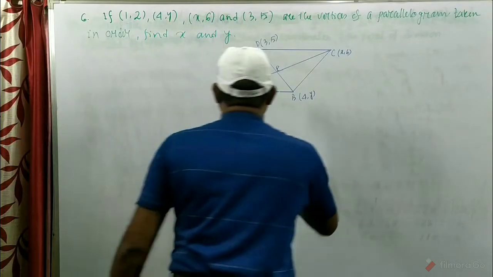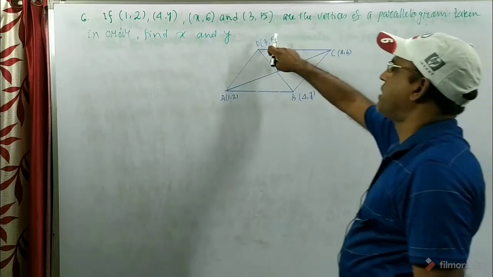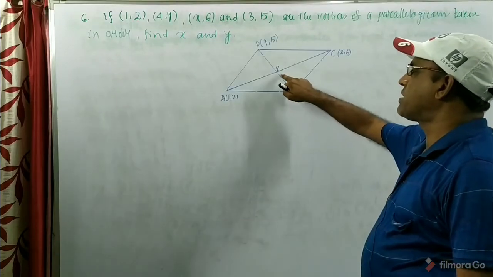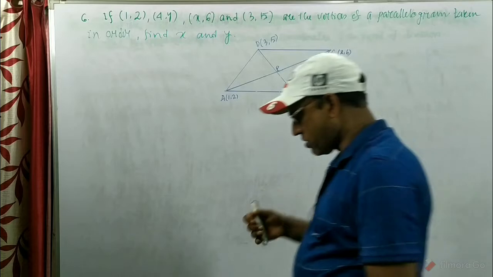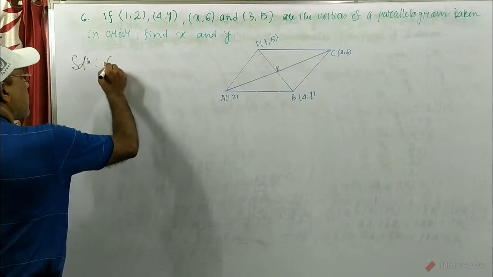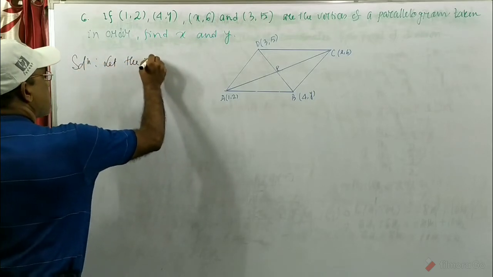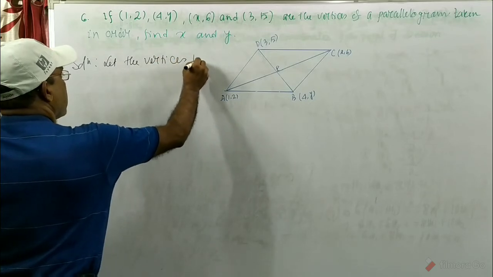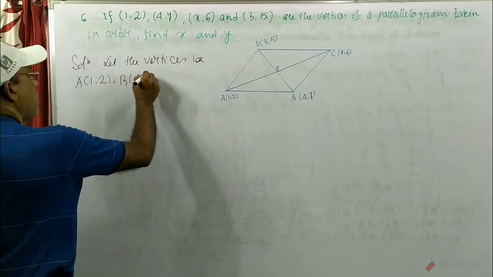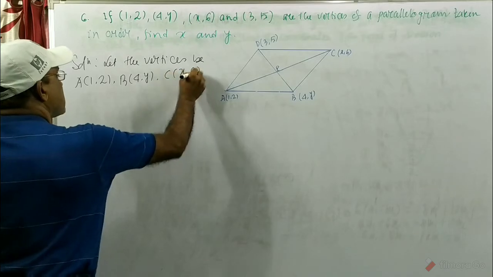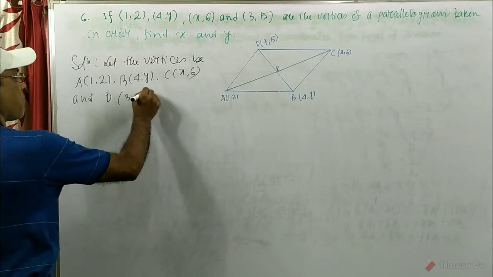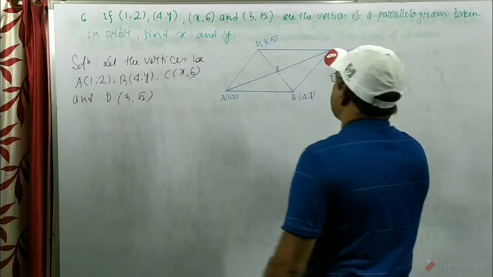Now we put these points here, A, B, C, D, in this way, and we draw two diagonals, and the diagonals intersect at the point P. So first we write down, let the vertices be A(1, 2), B(4, y), C(x, 6) and D(3, 5). These points we put in this parallelogram.